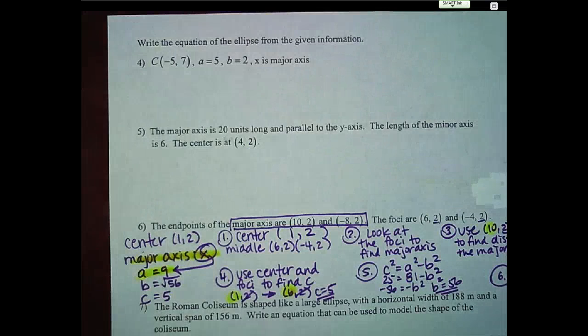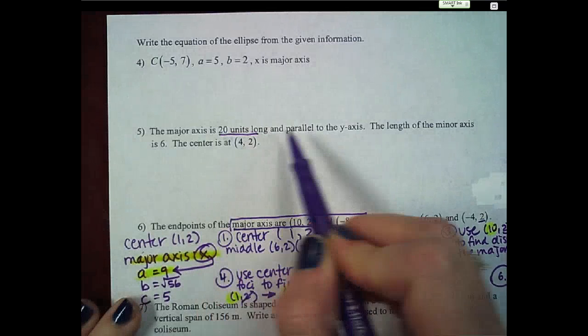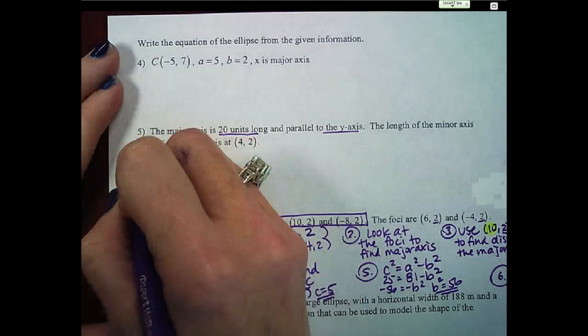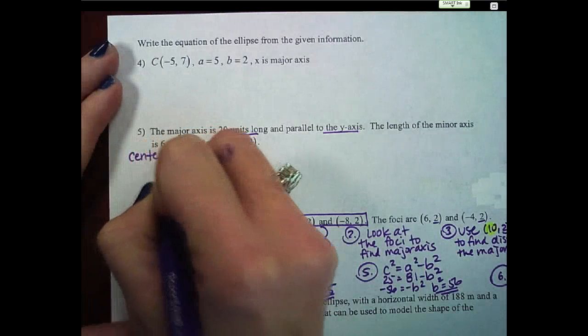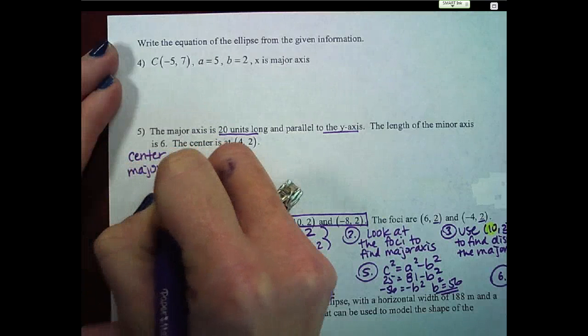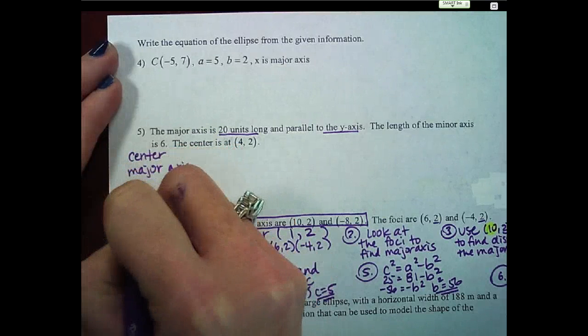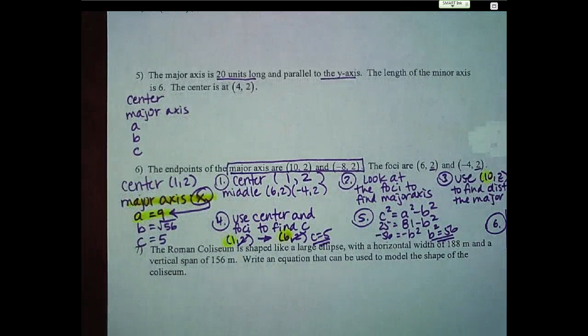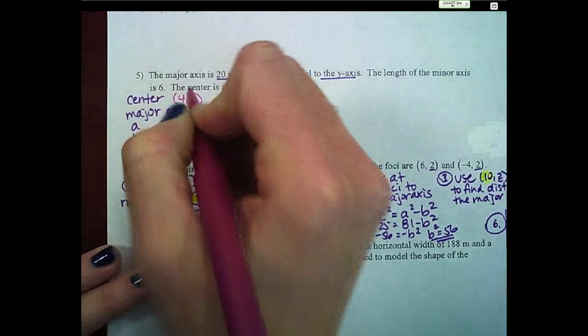Okay, so now I'd like to move to problem number 5. It says the major axis is 20 units long, right, and it's parallel to the y-axis. And the length of the minor axis is 6, and the center is at 4, 2. Right, so remember, we're going to list the things we need to know. We need to know the center, the major axis, A, B, and sometimes C if we can't get the other parts. So we'll start with that. Well, it gave us the center, so that part we didn't have to work for, so 4, 2.